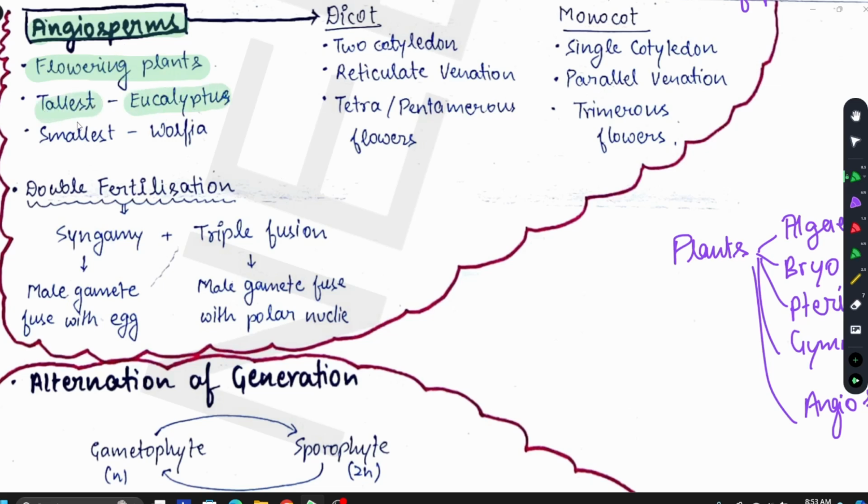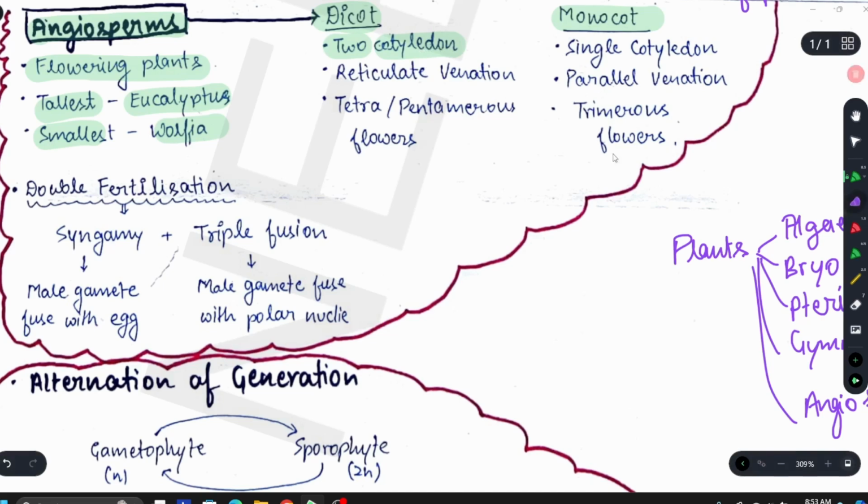The tallest angiosperm is Eucalyptus and the smallest one is Wolffia. Now angiosperms can be of two classes, dicot and monocot. The full names are dicotyledony and monocotyledony. In short form we call them dicot and monocot. In dicots, there are two cotyledons. Cotyledons are small structures which are used as nutrient storing sections in the seed.